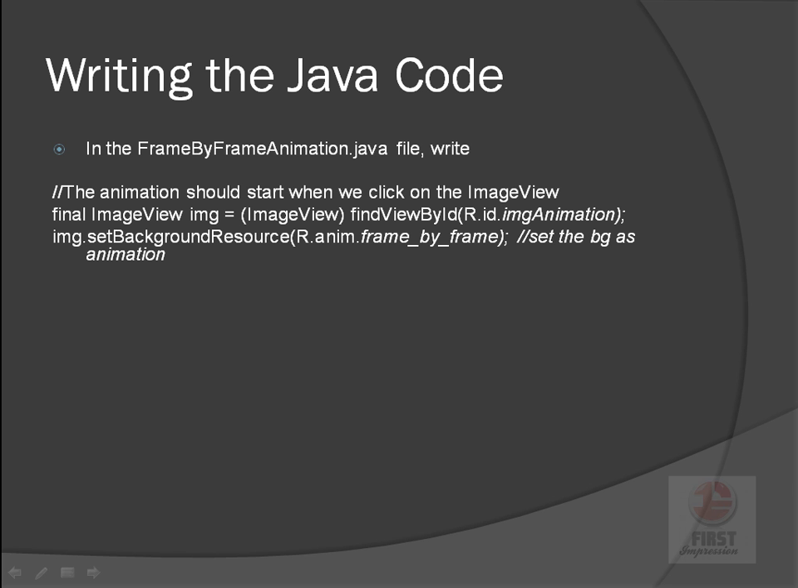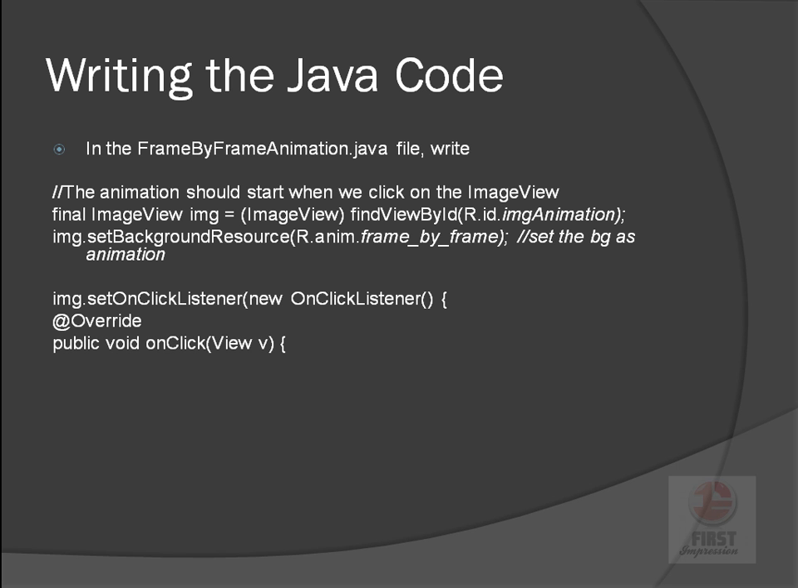Now let's start the animation whenever someone clicks on the image view. So we will say img.setOnClickListener, in brackets new OnClickListener. This is quite obvious. We have already done this with the button. And we'll see inside the onClick. Now we have set the background of the image view to the animation XML file.